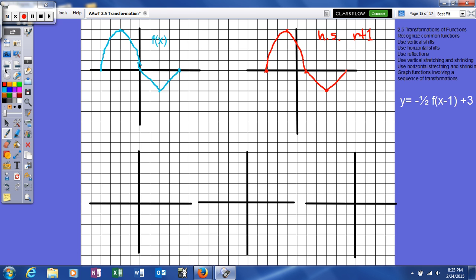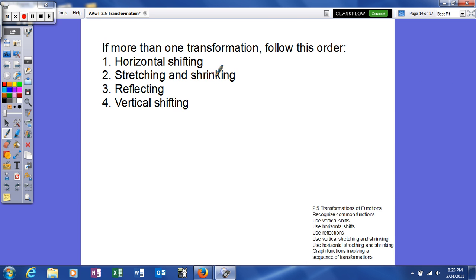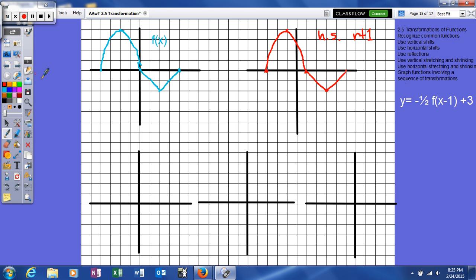So horizontal shifting was the first thing. And the next thing, it says stretching and shrinking. Okay. The things that are going to be involved are not only a, but also b. Well, in this one, all we have is a nice little 1/2. So I think they're going to probably do this in two steps, reflecting. So we'll go ahead and do it in two steps. So we're going to do first, since our a is 1/2, we're going to have a vertical shrink. So basically what we're going to do is we're going to take all of our y values and multiply them by 1/2.